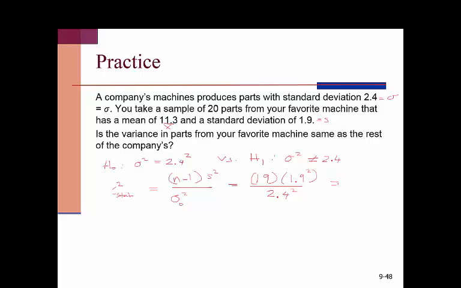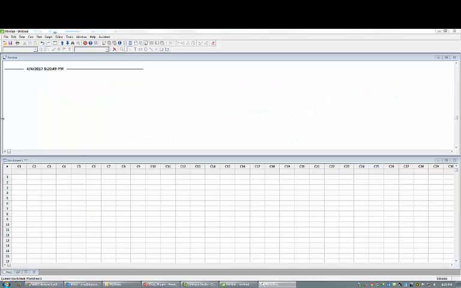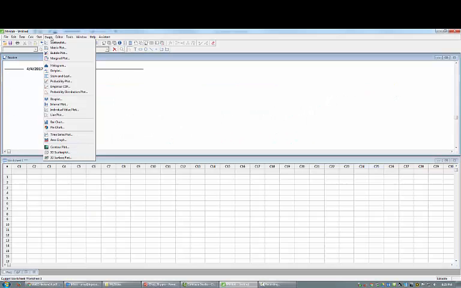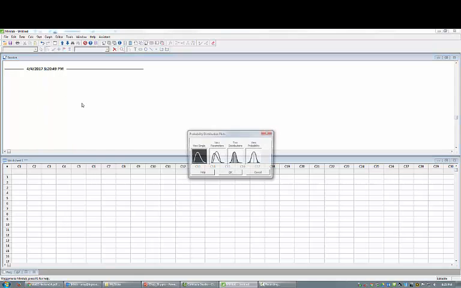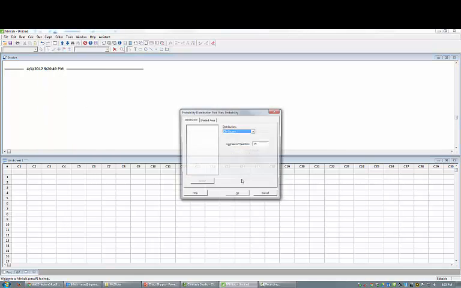So that 1.9 squared times 19 divided by 2.4 squared comes out to be 11.91. And then we go to Minitab to find the p-value. Okay, once we're in Minitab, we go to Graph, Probability Distribution Plot, View Probability.